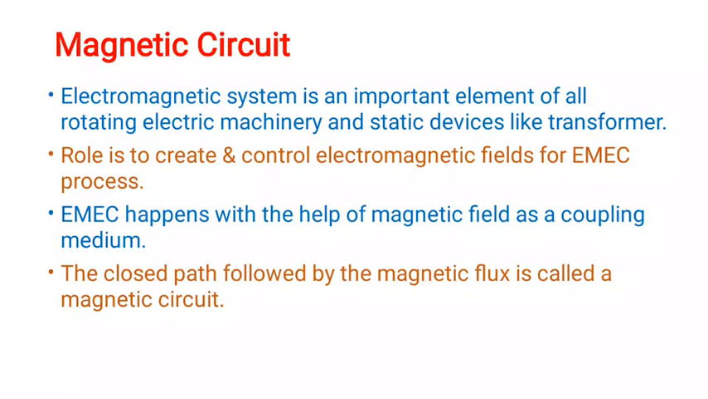Then you should know what flux is. You might have studied it in your previous classes, but I will also give the definition. Flux refers to the total number of magnetic field lines penetrating an area. So when the flux follows a closed path, it is called a magnetic circuit.